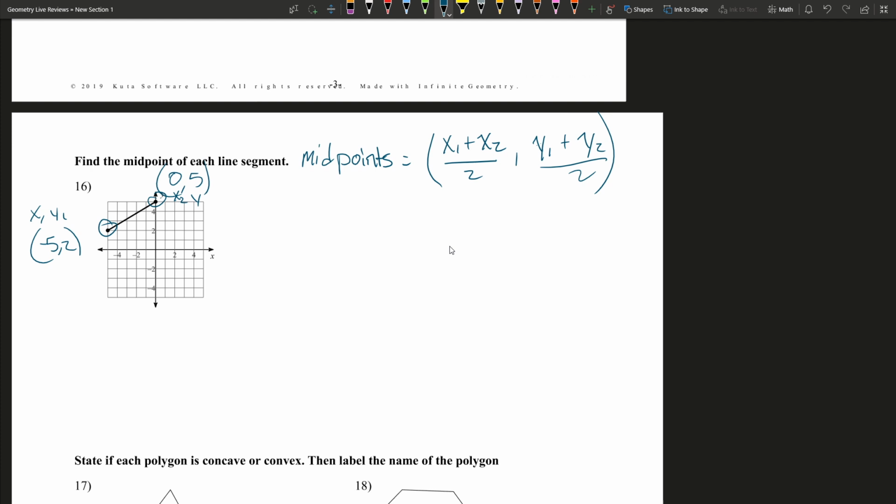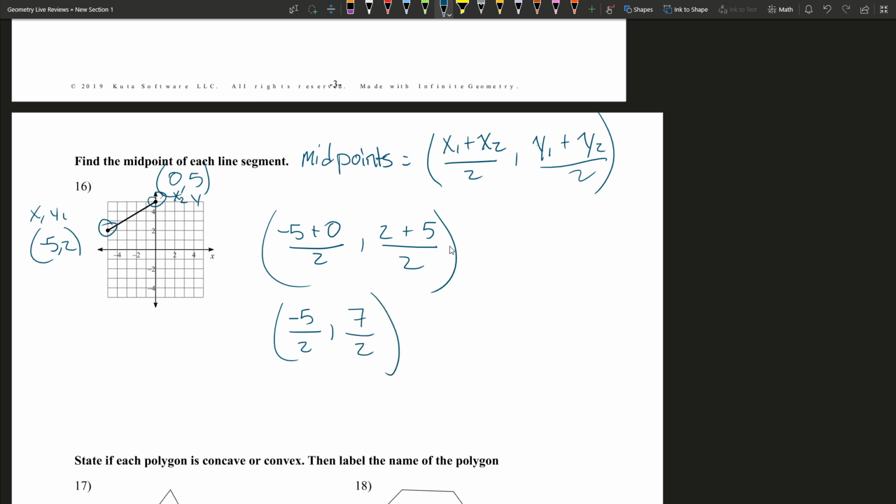So x1 plus x2, y1 plus y2. And then just simplify. You don't have to make it a decimal. Just simplify the numerator. So negative 5 plus 0 is just negative 5. So we're left with negative 5 over 2. 2 plus 5 is 7. So we have 7 halves. That's your answer. Just leave it like that.